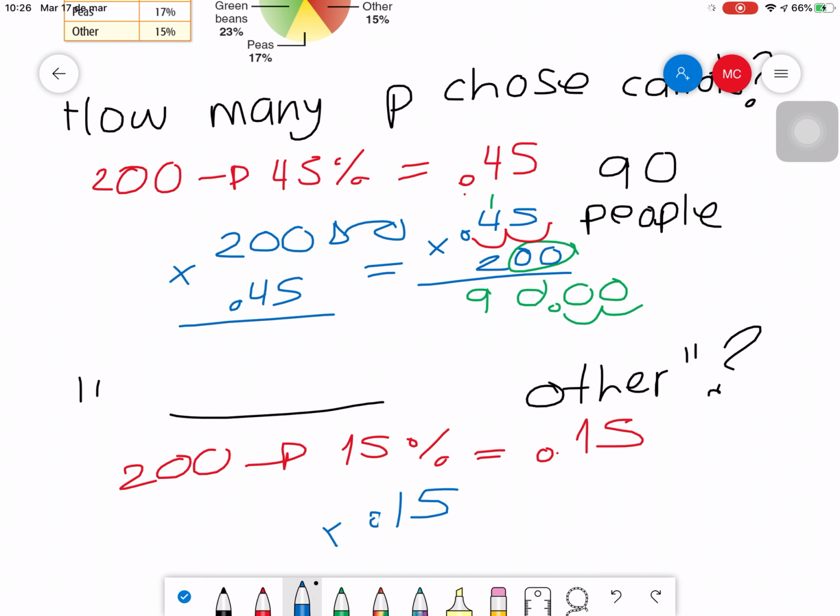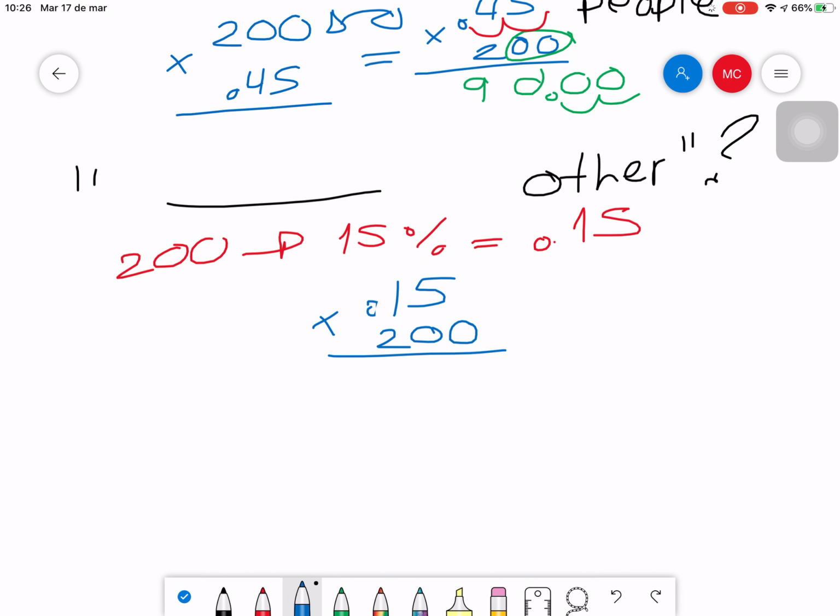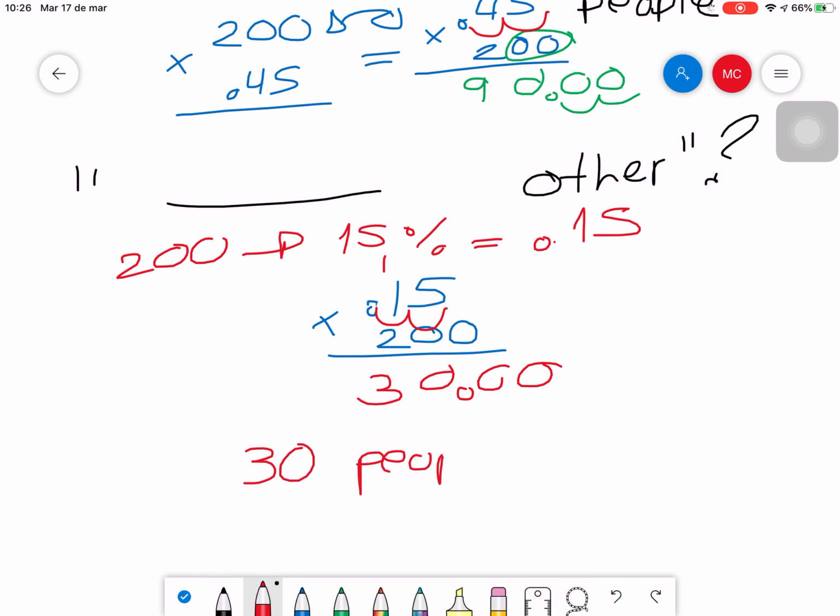It will be 0.15 times 200. And then I start solving it the same way. 2 times 5 is 10. 2 times 1 is 2, plus 1 is 3. Two decimals, so it is 30. That means 30 people chose other vegetable. And that will be it.